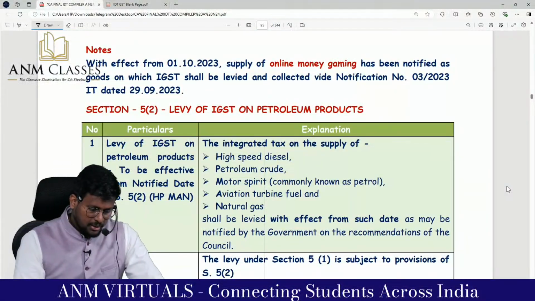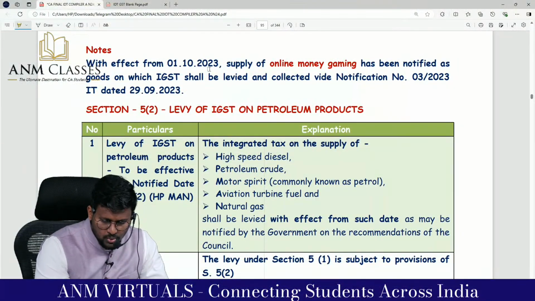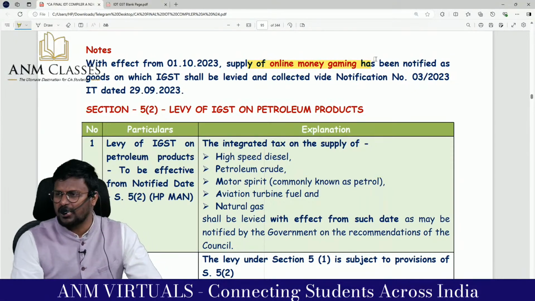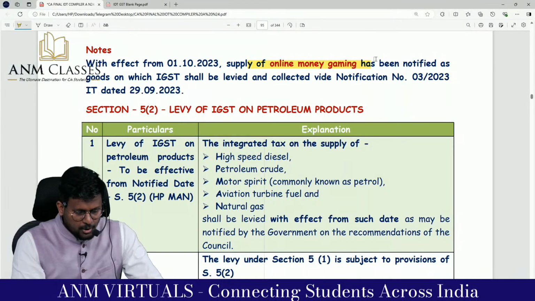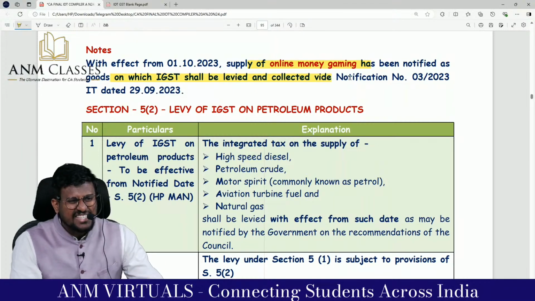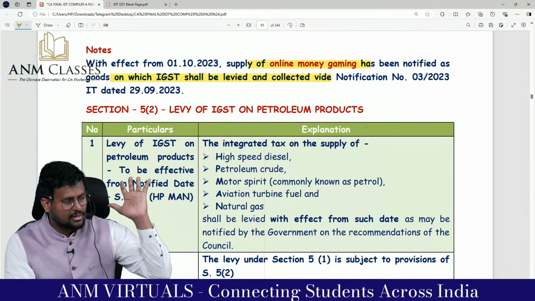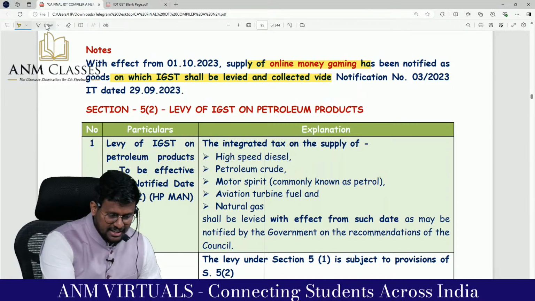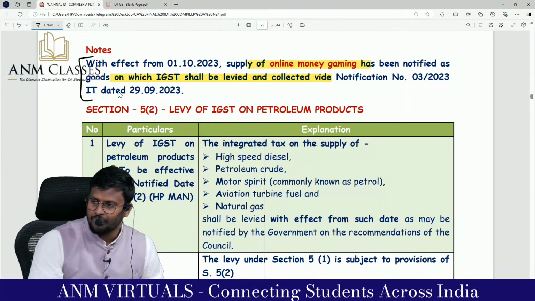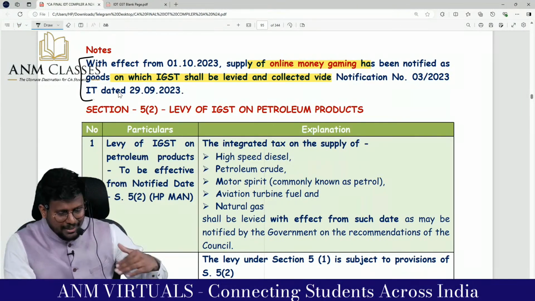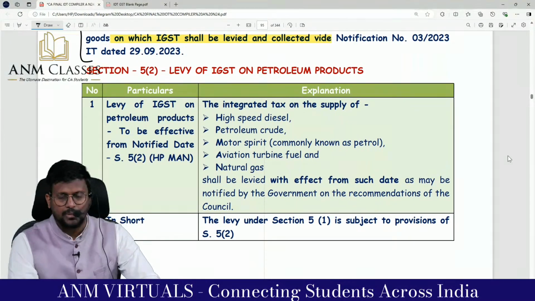Right? Now with effect from 1/1/2023, supply of online money gaming has been notified as goods on which IGST shall be levied and collected. Are you ready with me? They said that even for online gaming, money gaming, we will be collecting the IGST. Are you really with me?